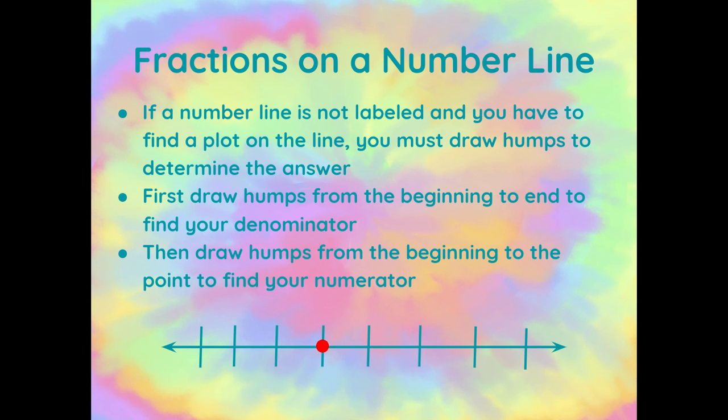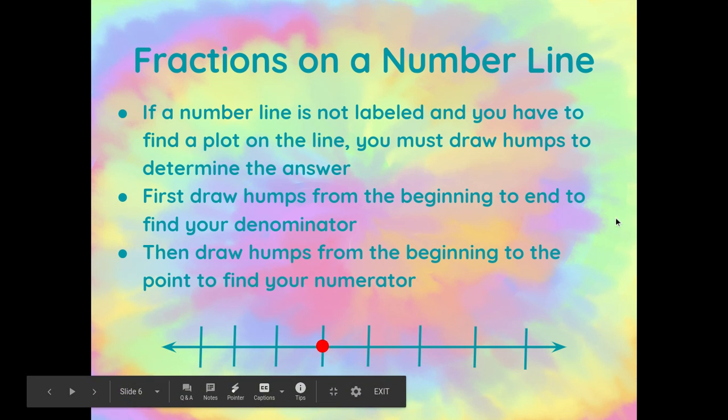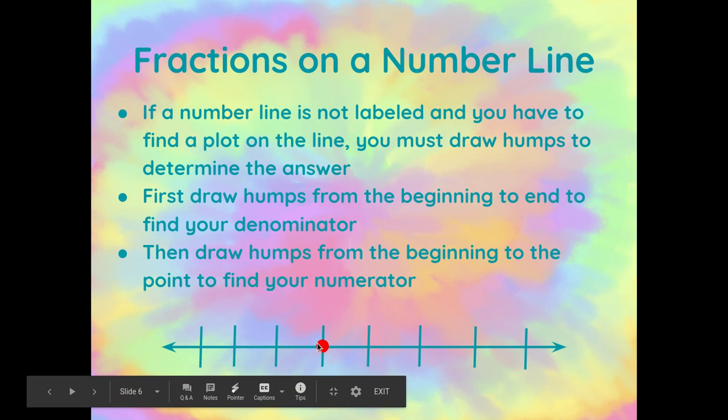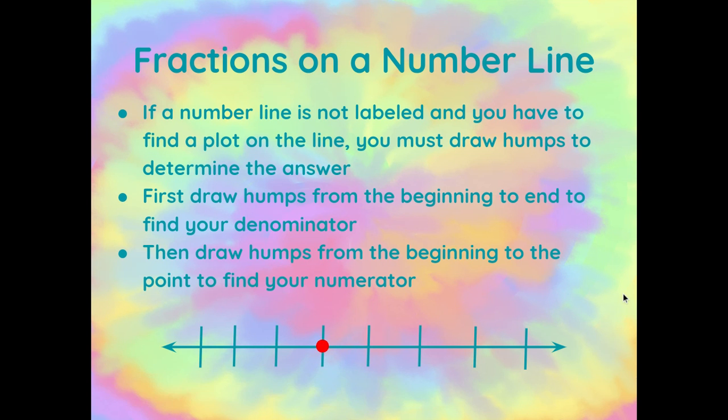Okay, so now we're going to continue talking about fractions on a number line, but in a different way. If you have a number line that is not labeled and you have to find the plot on the number line, first you must draw your humps to determine the answer. So right here we have a number line and it's not labeled or anything, and the question might be, what fraction is plotted on your number line? So we're looking at this red dot, trying to figure out what fraction that is.